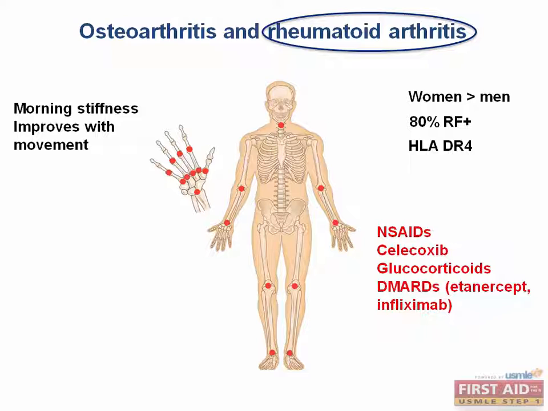First-line treatment involves use of NSAIDs to decrease inflammation. Selective COX-2 inhibitors such as celecoxib are also frequently prescribed, especially if the patient has a history of GI issues with NSAID use. Glucocorticoids and other drugs that modulate the immune system may also be taken by these patients. DMARDs are the classic treatment for RA, and if you see a TNF-alpha inhibitor such as etanercept or infliximab, it's likely the right answer.